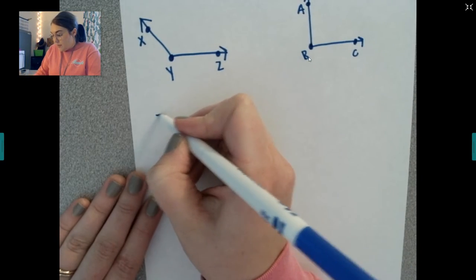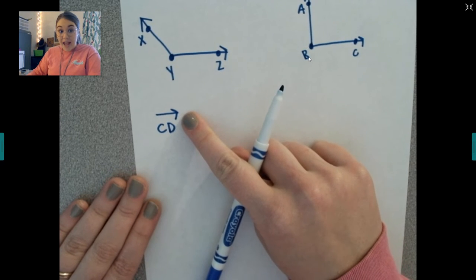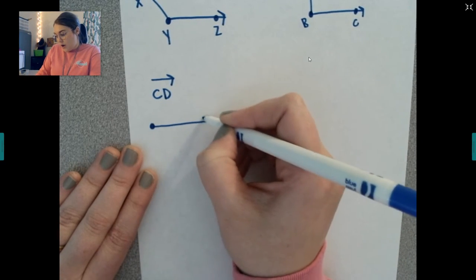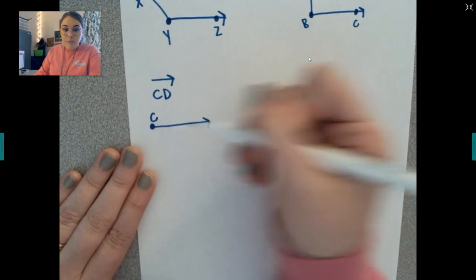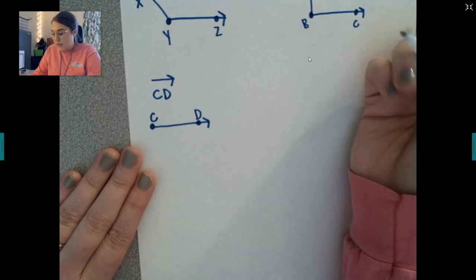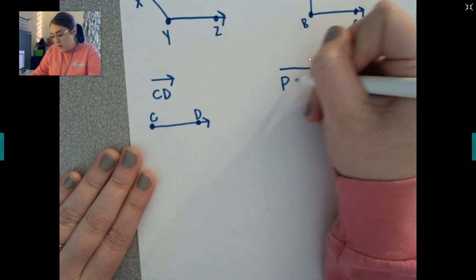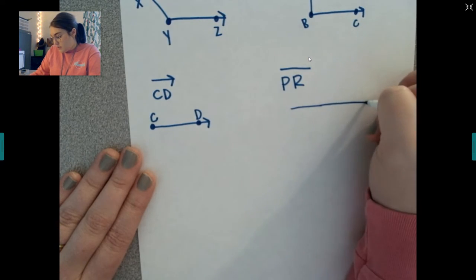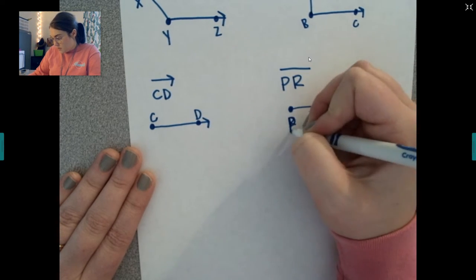If it says to draw a ray and label it CD, I would draw a ray. My endpoint would be C, and I draw another point, and it would be D. If it wants you to draw a line segment, that is PR. You would draw a line with 2 endpoints labeled P and R.